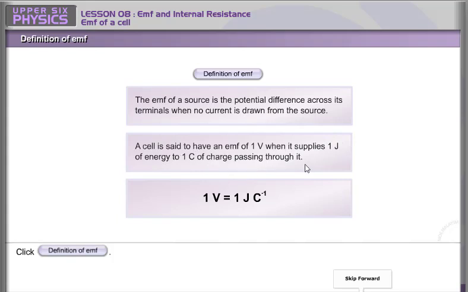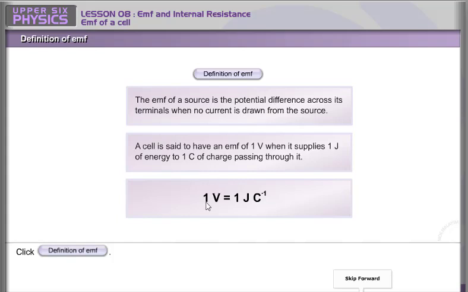So what is the definition of EMF? Let's say an EMF of 1 volt. EMF of 1 volt means what? It means that it is supplying 1 joule of energy to 1 coulomb of charge as they pass through or leave the cell.